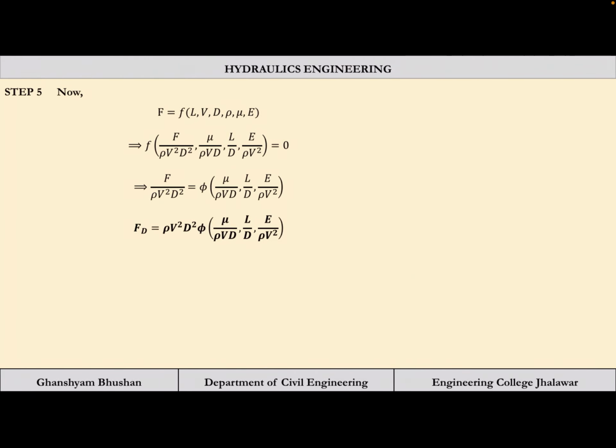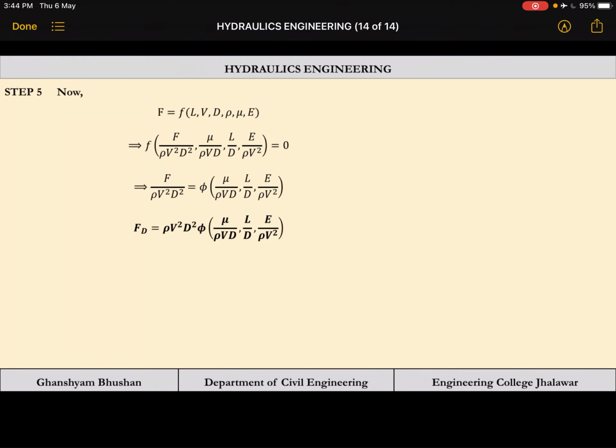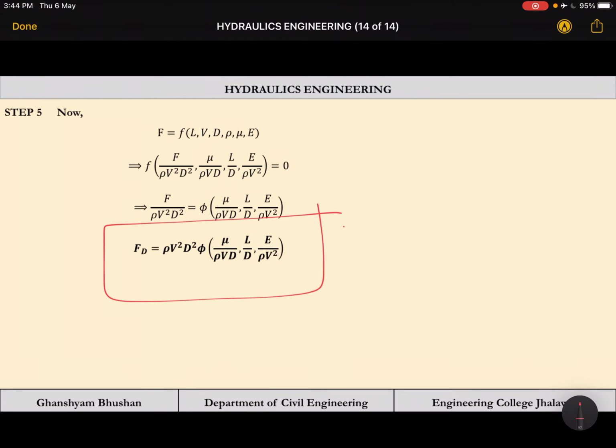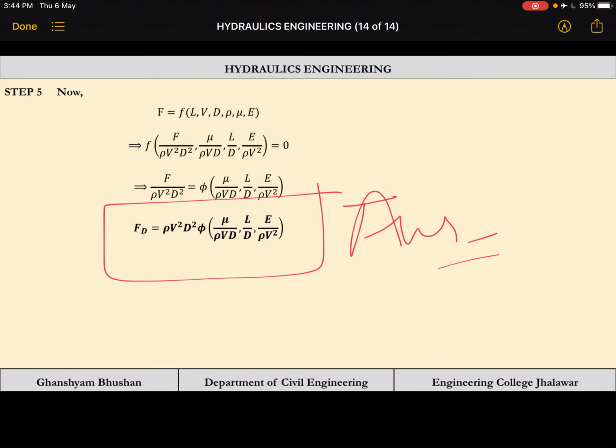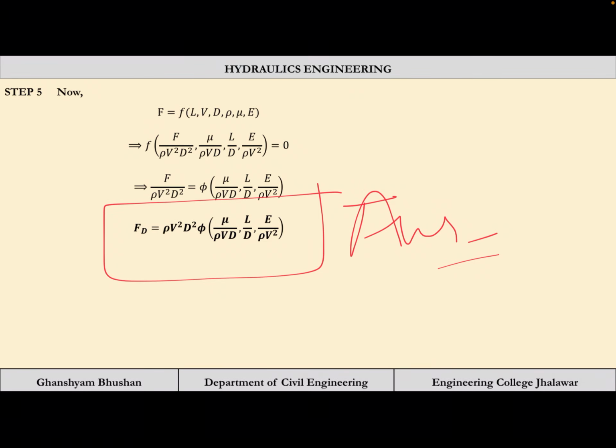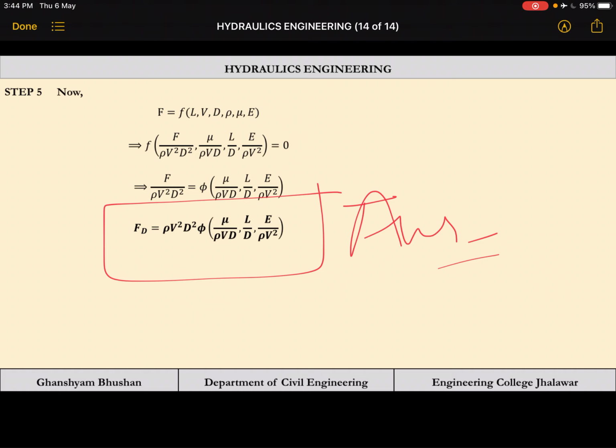Finally, this is the important step: you have to write the final equation in this form. This is required, and this will be termed as your answer. You cannot stop at any earlier step. So this is all about Buckingham's pi method. In the next lecture we will be learning about model analysis. So this is all for today. Thank you.